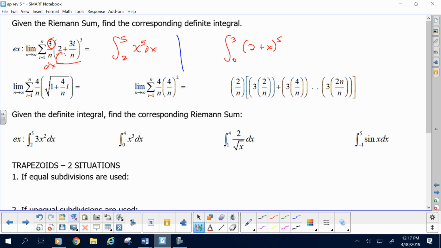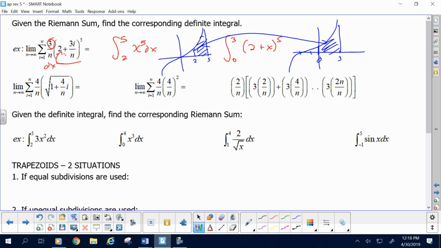Well, think about it graphically. If I did x to the 5th, it's like an extreme x cubed, and it would be this region, yeah? What does that do to the graph? Shift it left, right, up, or down? Left 2. And from 0 to 3 would be exactly the same. Okay? Now, they would never have a question where they had both choices, but you do need to be aware that it is 2 possibilities.